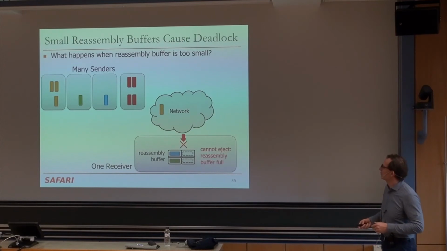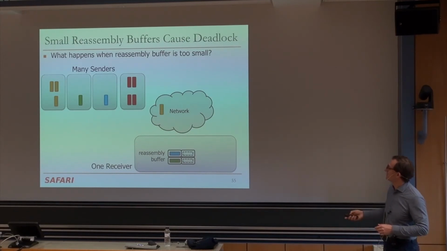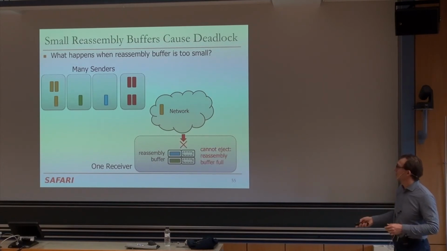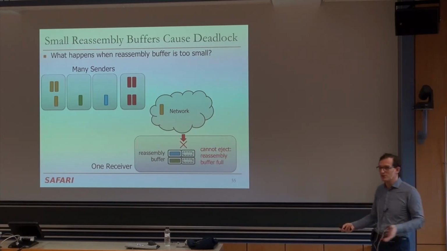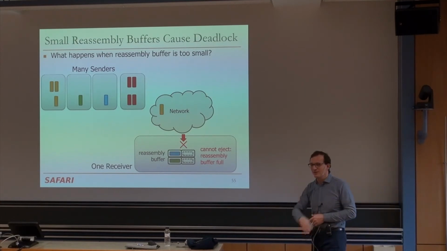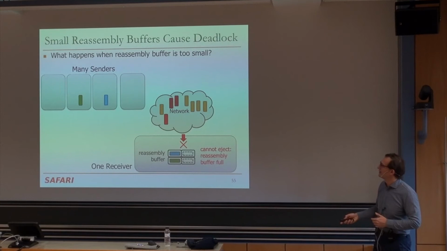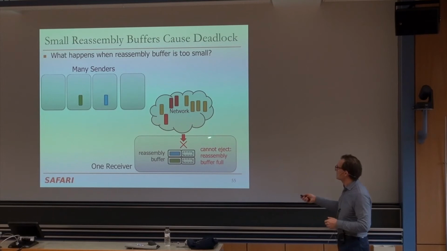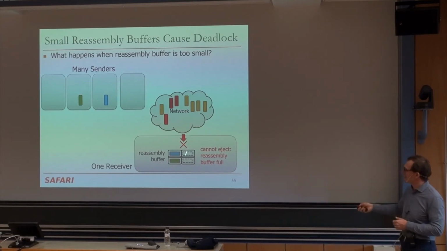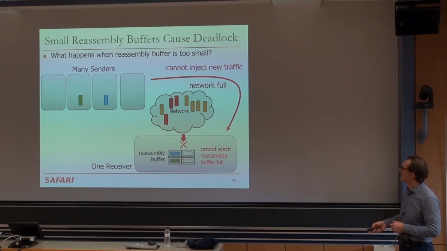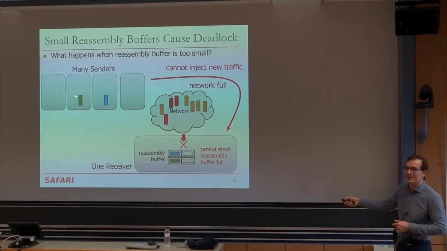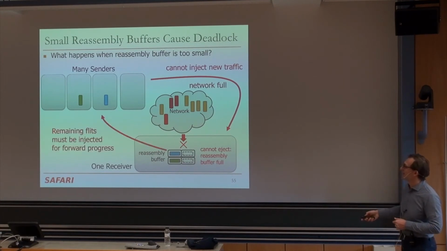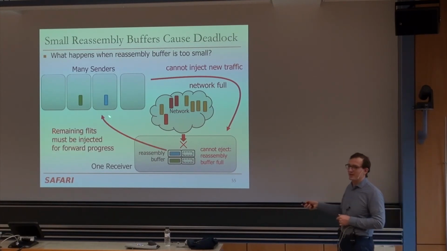Now let's see what happens in the network. The yellow one comes into the network. It arrives at the receiver. It cannot be ejected because the reassembly buffer is full, because there is no buffering space. So what does it do? It gets deflected, so it gets circling around the network. Now things start getting injected into the network. Many senders are injecting stuff, and it turns out none of them can get ejected because they're destined to here. At some point, the network becomes full. The senders cannot inject, and this cannot eject because it's waiting for the blue one and the green one, and they have not been injected yet. As a result, you have a deadlock.